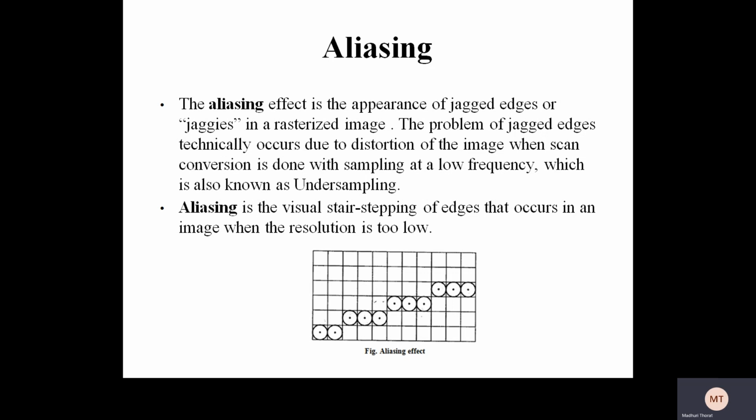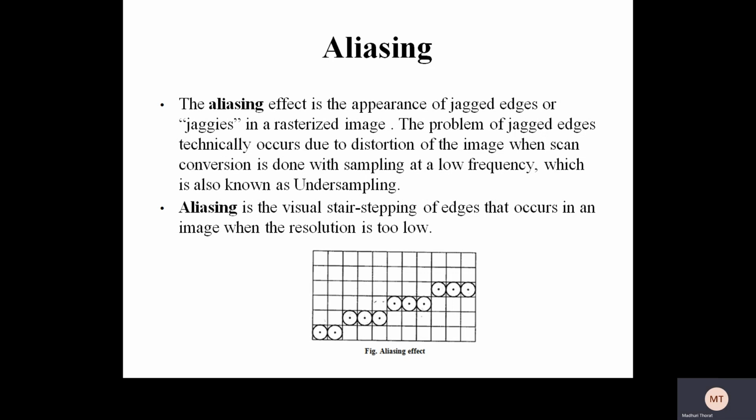Next, one concept arises here, that is aliasing. So aliasing is the effect that causes the appearance of jagged edges or jagging in a raster image. Okay? Aliasing means the jagging.